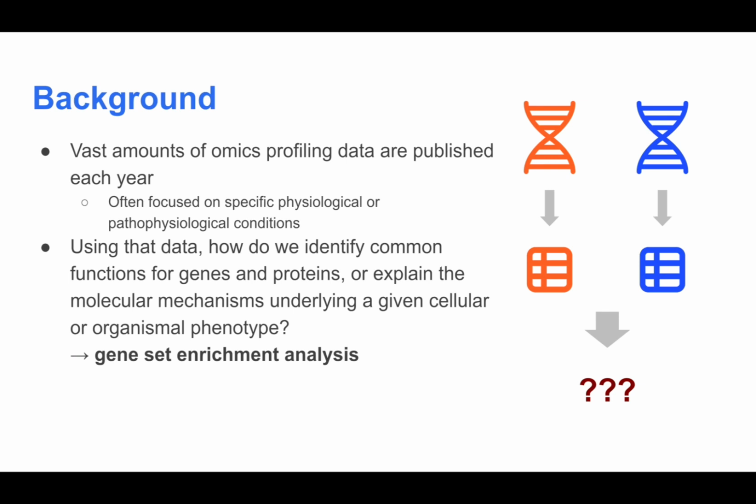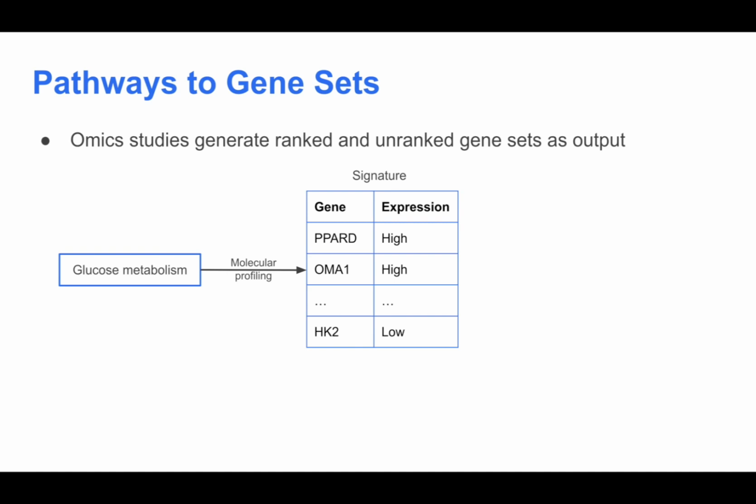And so for that reason, we have a method that's usually called gene set enrichment analysis, or pathway enrichment analysis is also a term that you'll sometimes hear. Generally, we know that omics studies will focus on a specific process, disease, compound or condition. And then through some type of molecular profiling, you can generate a signature, which I believe you heard about last lecture. And then from that signature, you can turn it into a ranked or an unranked gene set.